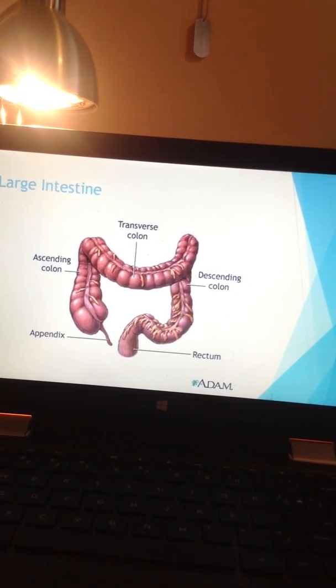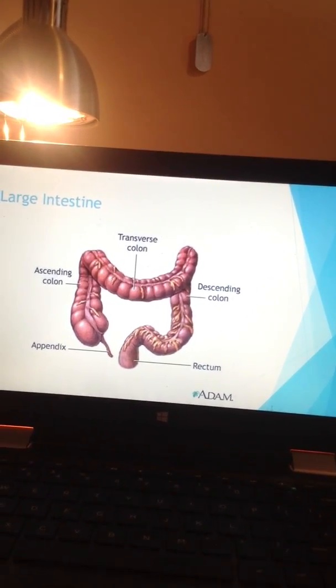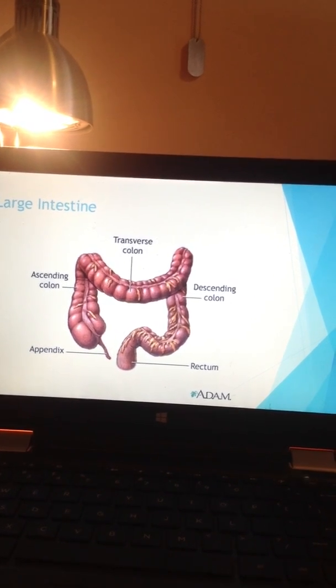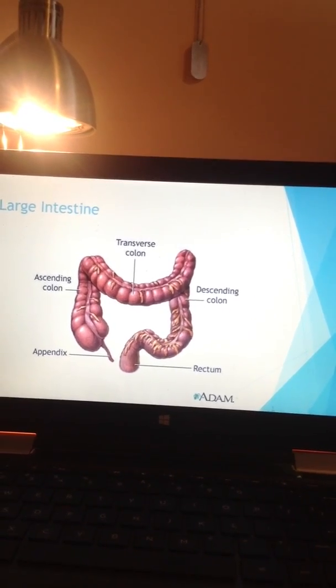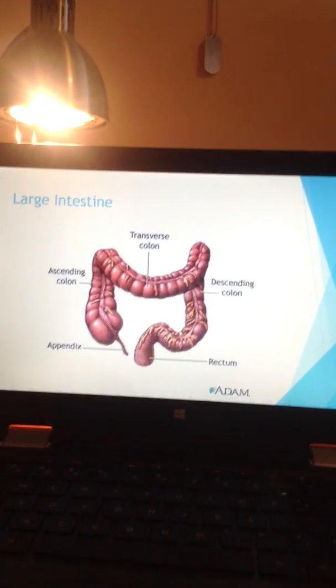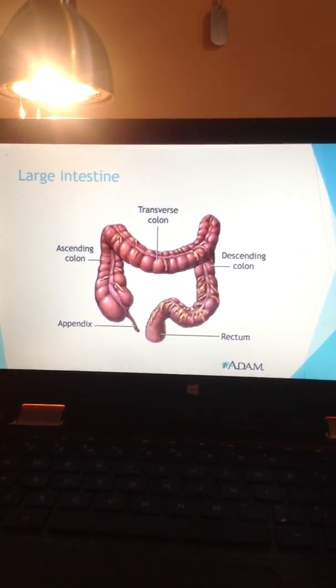And expulsion brings us to the final 2 sphincters in the digestive system, and that is the internal and external anal sphincter. The internal sphincter is reflexively controlled, but the external anal sphincter is different. It is voluntarily controlled.